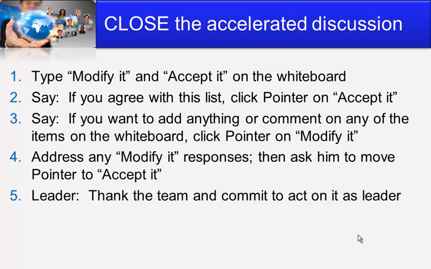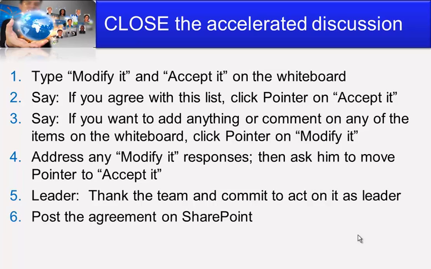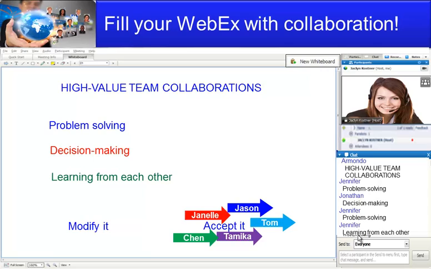and then we're going to say, I as a leader am going to take action on this. This is the list I'm going to use to help make sure that we are using this collaborative time the best way that meets all of our needs. And we're also going to post that agreement on SharePoint. So to finalize the discussion, what you're going to do is type modified or accepted on the slide. You're going to ask everybody to put their pointers on there, and we're going to finalize it.